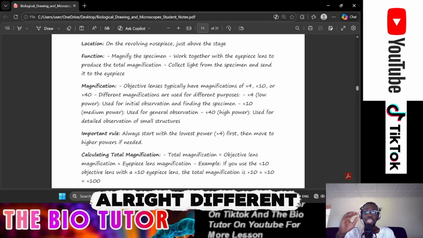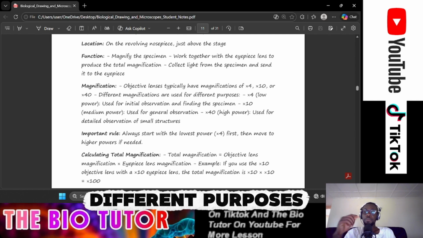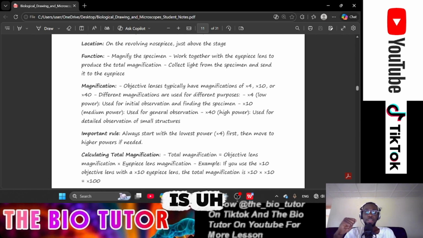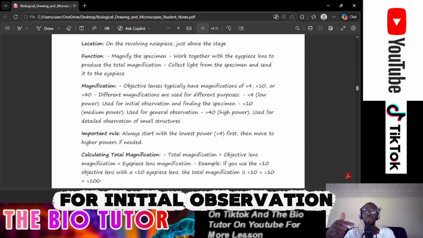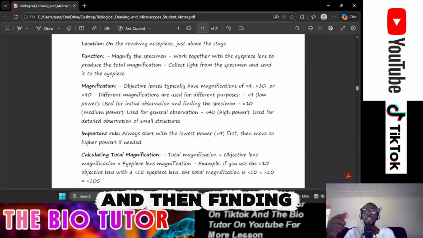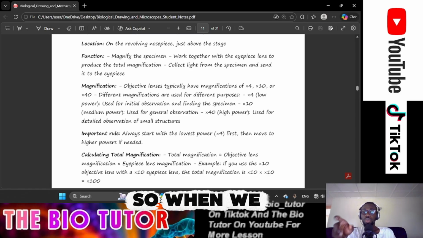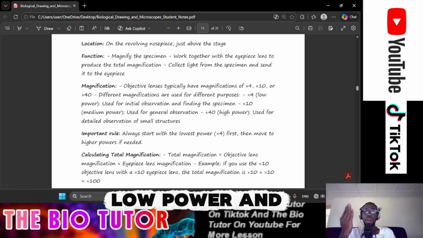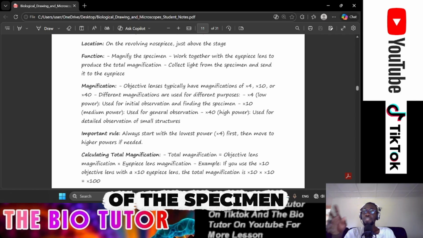Okay. Objective lenses typically have magnifications of times 4, times 10, or times 40. All right. Different magnifications are used for different purposes. Now, times 4 is the low power, which is used for initial observation and finding the specimen. So we are giving specifics now. So when we talk about times 4, it is the low power, and it is used for initial observation and finding of the specimen.